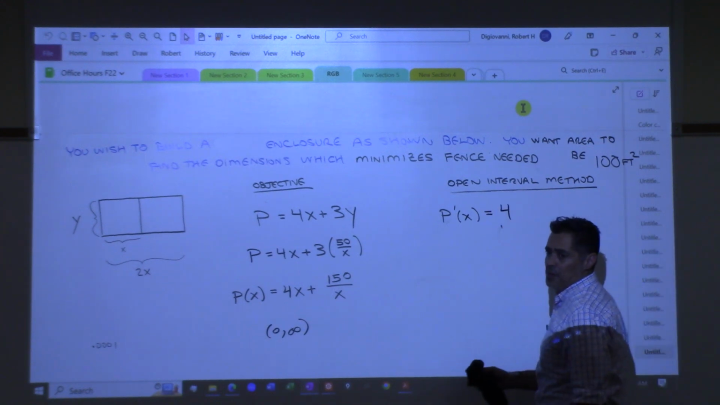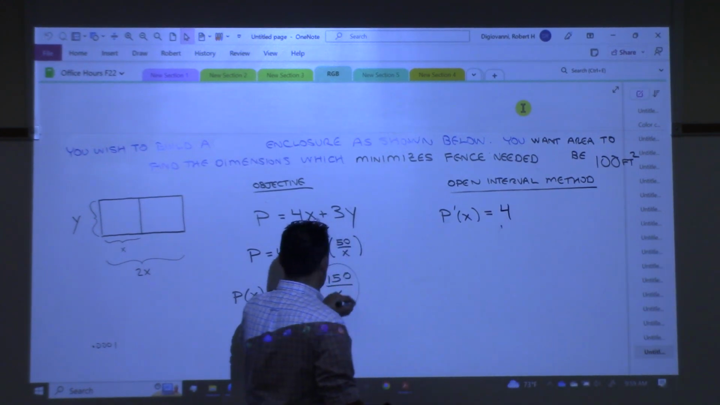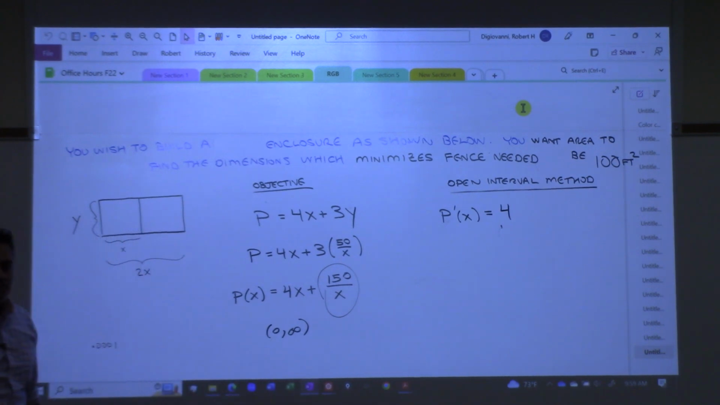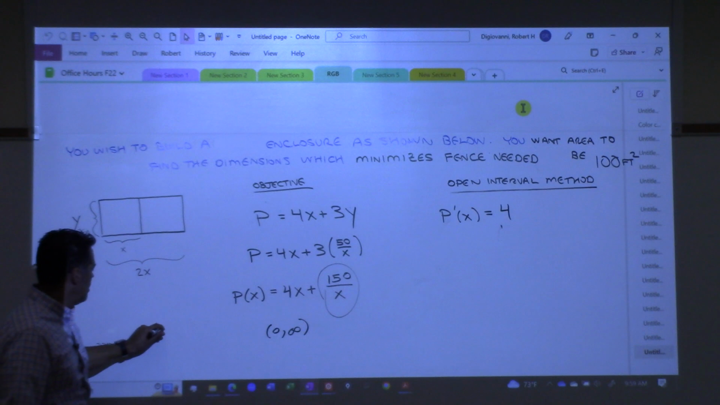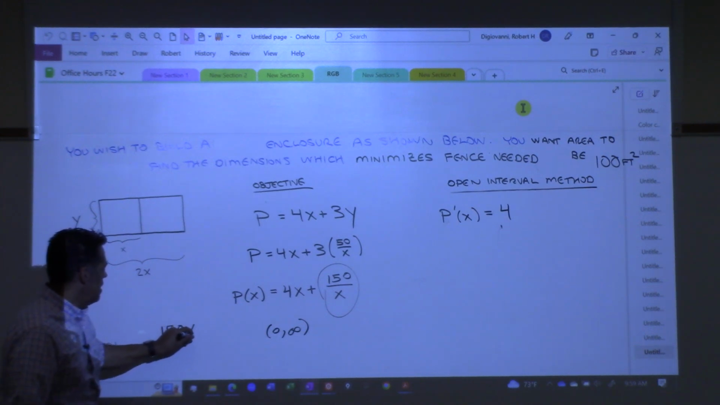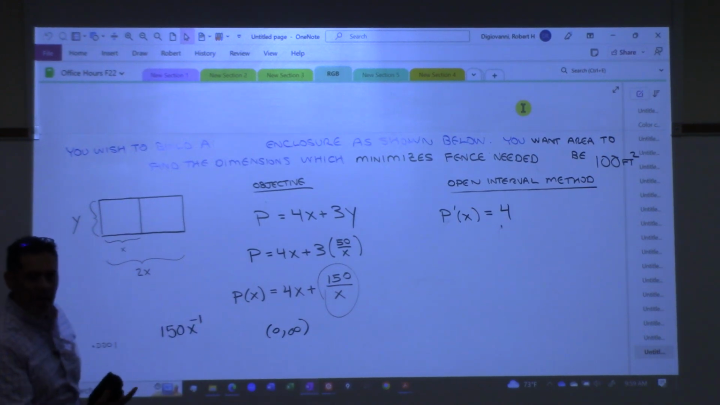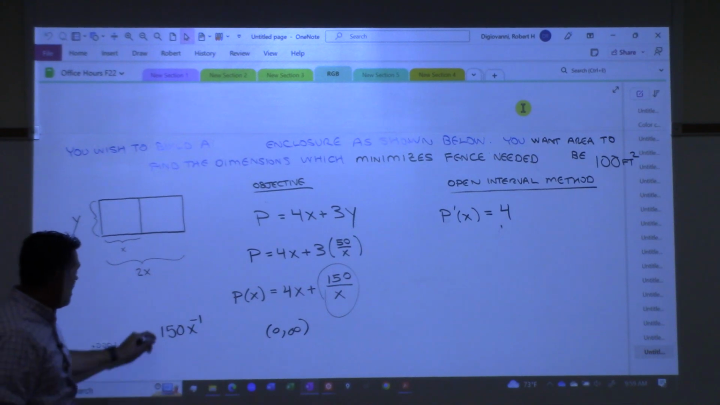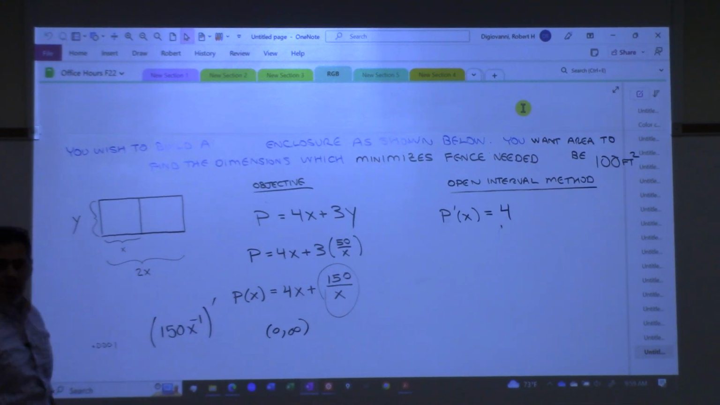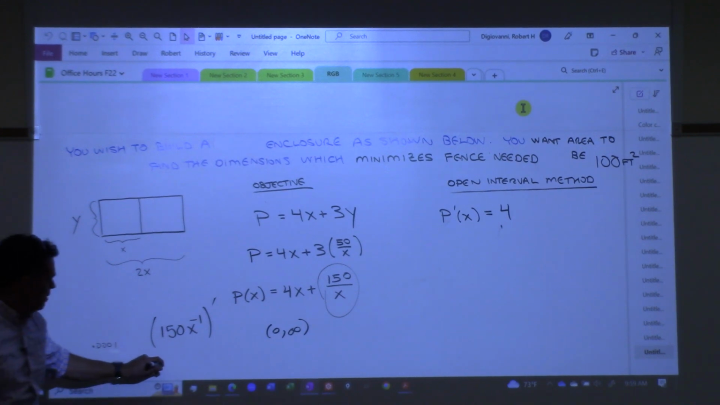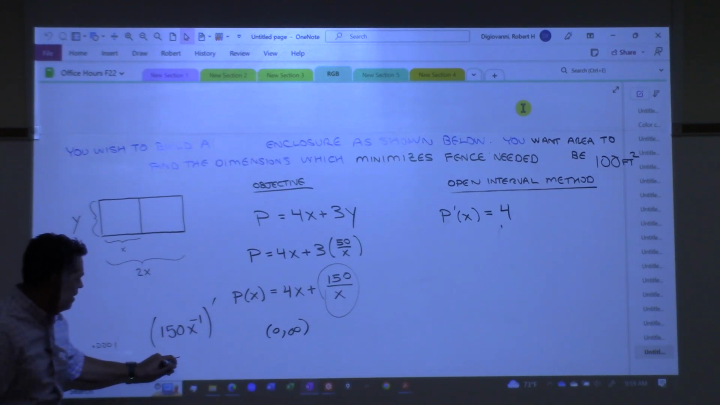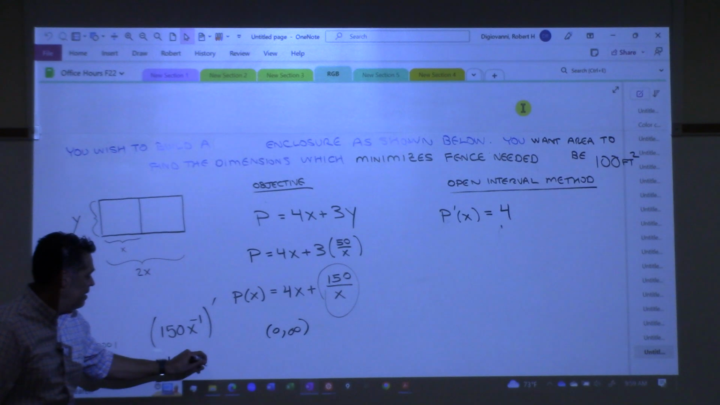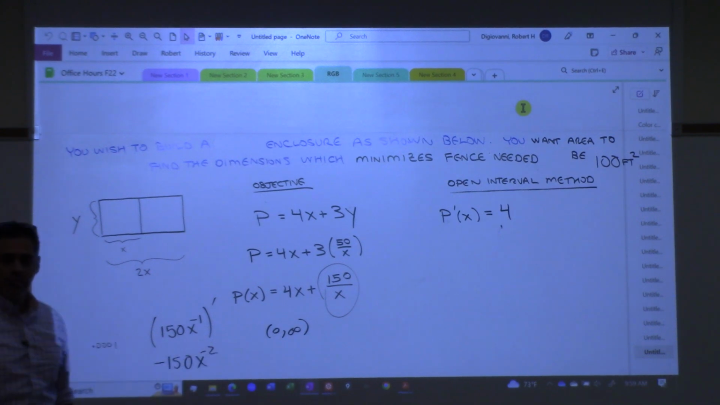Okay, now this one is the one that's an issue. We have to take derivative of that, don't we? Now you might be thinking quotient rule, fine, but I suggest you look at that as 150 times x to the negative 1. So bring that x up and then take your derivative. What would the derivative of that be? Negative 150 x to the negative 2.